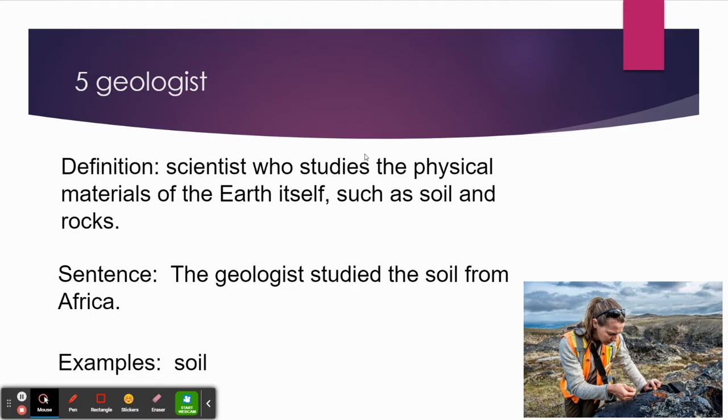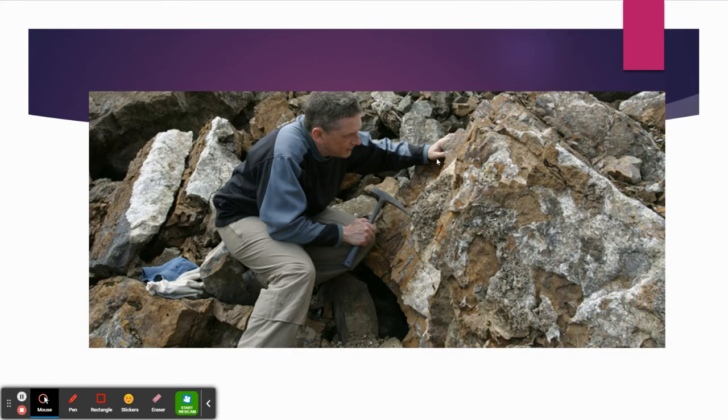The fifth word is geologist. Definition, scientist who studies the physical materials of the earth itself, such as soil and rocks. Sentence, the geologist studied the soil from Africa. Example, soil. So you will see this geologist, a person who studies the earth. It looks like this scientist is looking at this rock right here. And this geologist is slightly hammering into this rock, seeing maybe what is hidden below. But they study the earth itself.